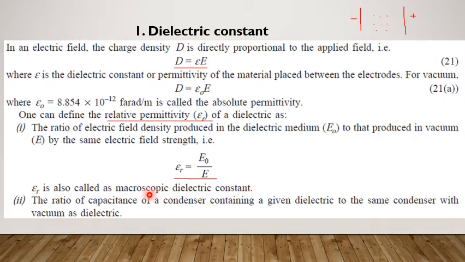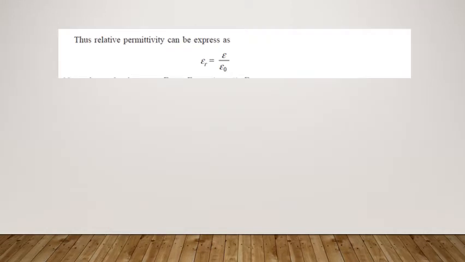There is another definition of the relative permittivity, and this is the ratio of capacitance of a condenser containing a given dielectric to the same condenser with the vacuum as dielectric. Equation is on the next slide. So it is the second definition of relative permittivity, epsilon divided by epsilon naught.